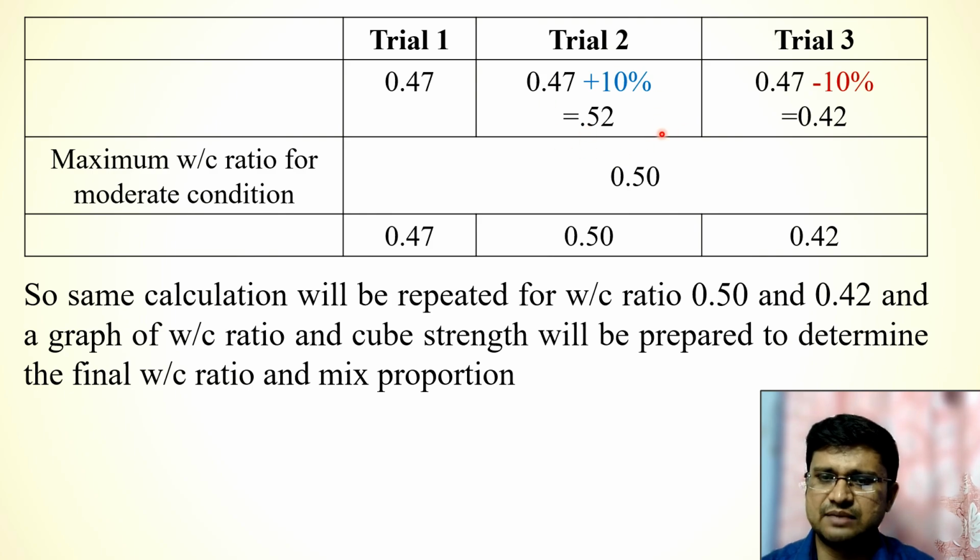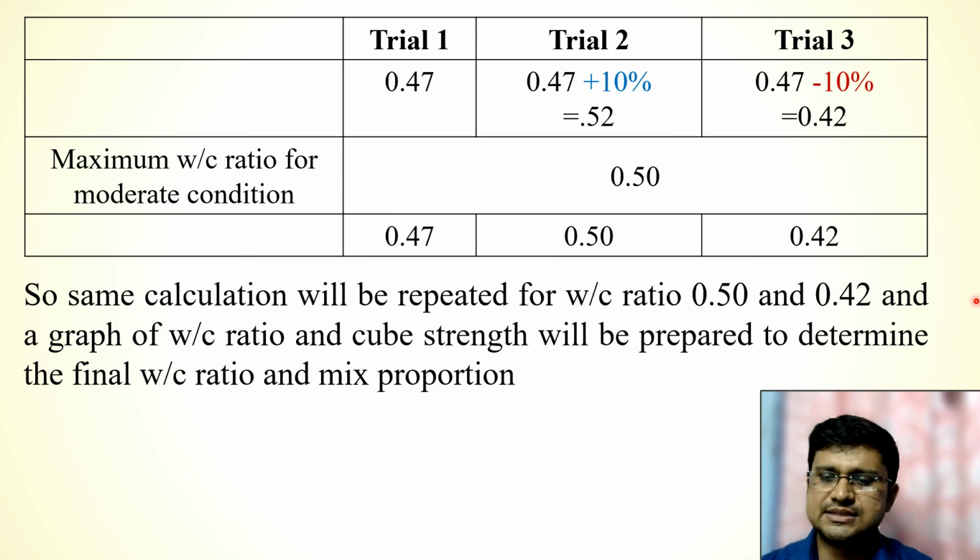Now we cannot consider the value 0.52 because it is clearly mentioned in our IS code that the maximum water cement ratio for moderate condition is 0.5. So for trial 2, we can consider the water cement ratio as 0.5. So we will do our mix design calculation for these three different water cement ratios. First we will do the calculation for water cement ratio 0.47. Then we will do our mix design calculation for water cement ratio 0.50. And then for water cement ratio 0.42.